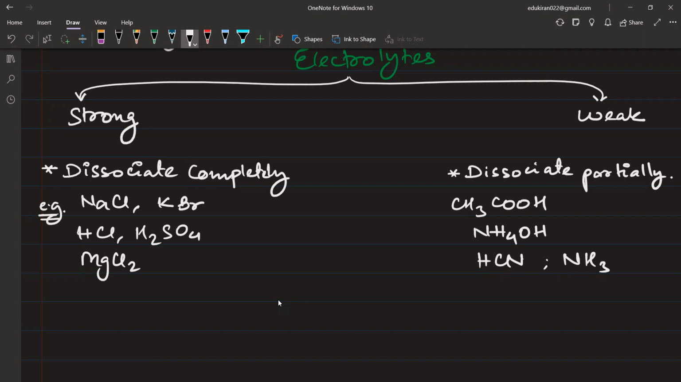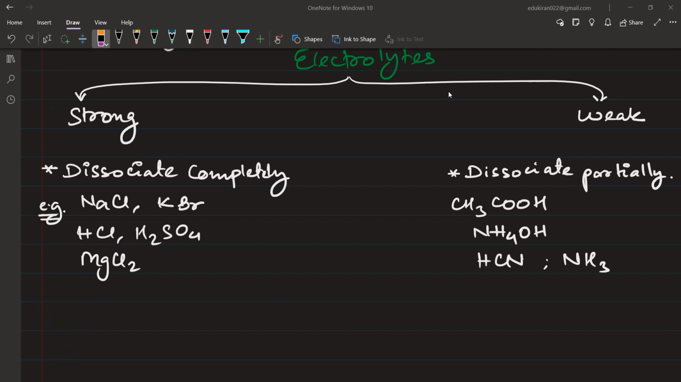But again, this is a spectrum. Nothing is completely black and white, okay? Strong and weak. Generally speaking, if you have a metal and a non-metal forming a bond, and also a metal of group 1 and group 2, and a non-metal, let us suppose the halogens, those are going to form good, strong electrolytes. But all the organic ones are going to be weak electrolytes. They do not dissociate completely.